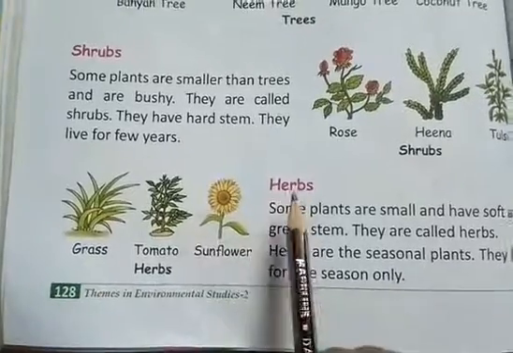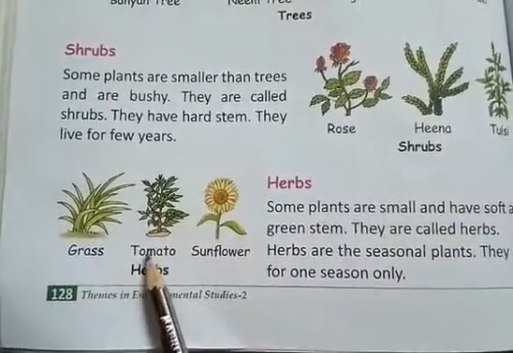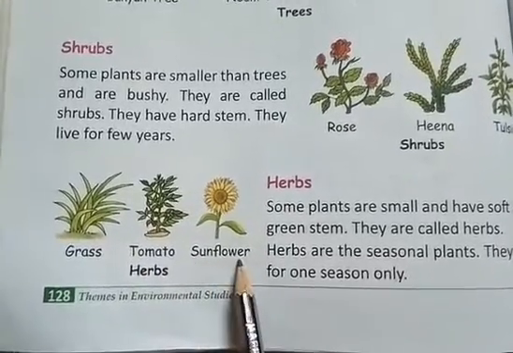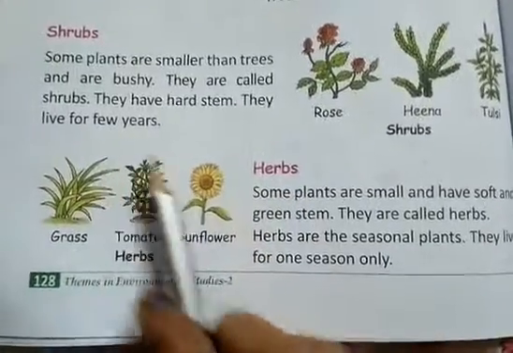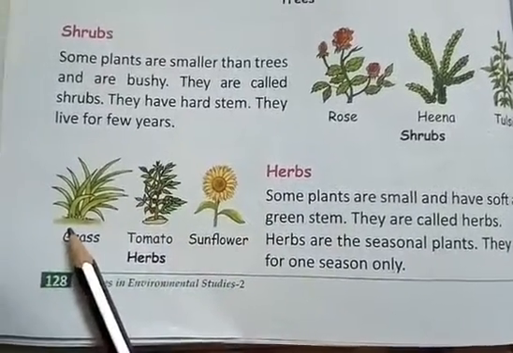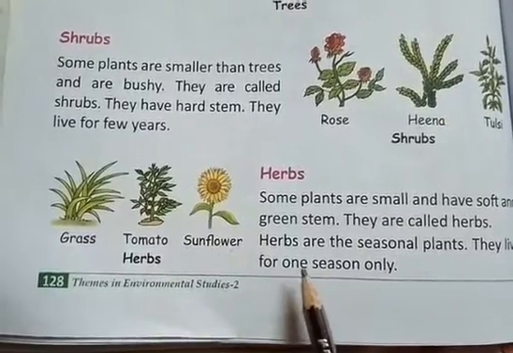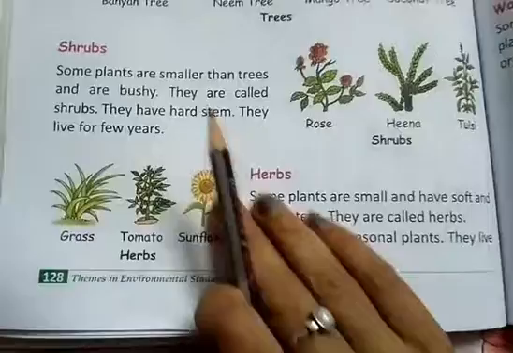The examples of herbs are grass, tomato, sunflower, etc. There are many more herbs, but here we can see only 3. So these are seasonal plants and they live for only one season. Now come to page number 129.